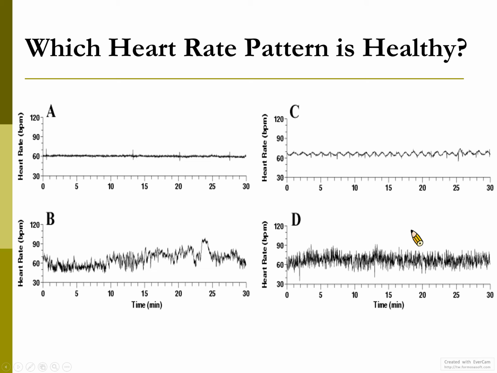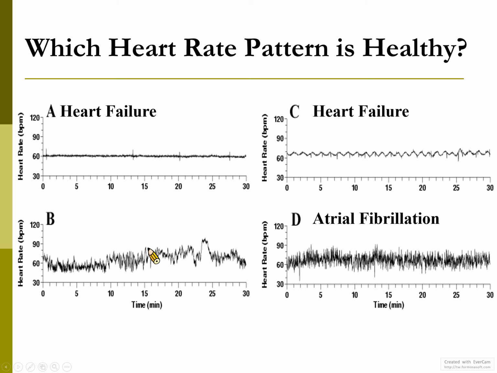And the question is, can we classify the heart rate into different physiological conditions just based on the different types of heart rate fluctuations? In this case, there's only one healthy heart rate. The first one is heart failure. The second one is also heart failure. And this one is atrial fibrillation. It's very irregular. And only this one is from the healthy person.